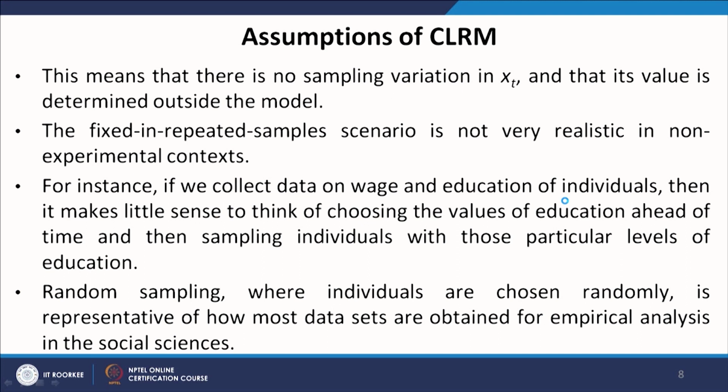Random sampling, where individuals are chosen randomly, is representative of how most data sets are obtained for empirical analysis in the social sciences. If we assume fixed in repeated samples, then this assumption of random sampling is lost in the context of non-experimental data. So, that was a special case, but in general what we have obtained is that the expected value of ut multiplied by xt is 0. Alternatively, the covariance between ut and xt is 0, and one of the assumptions of CLRM is that expected value of ut is equal to 0.